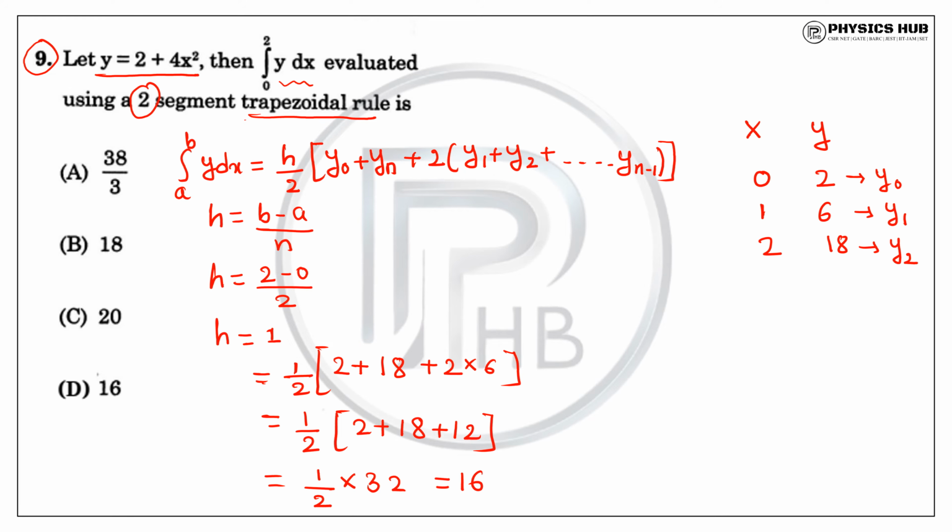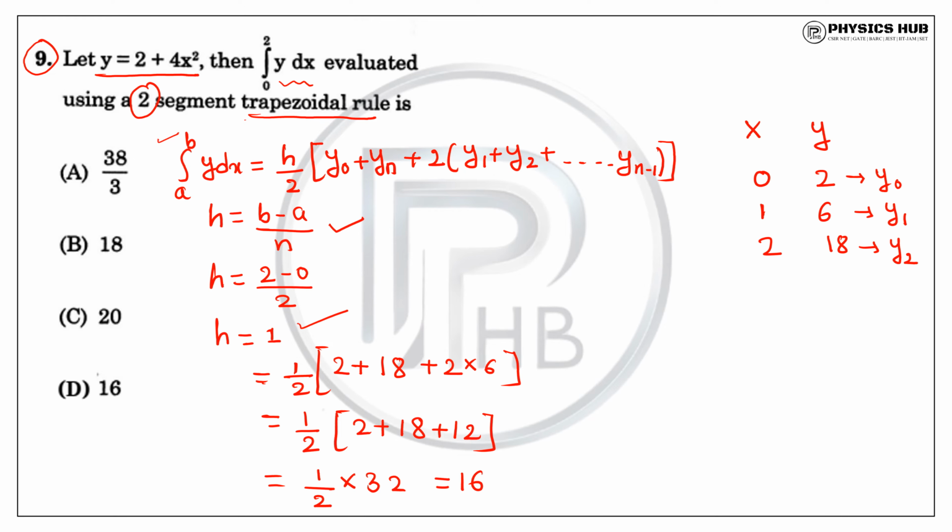So in the trapezoidal rule, this is a formula: integration of a to b y dx is equal to h by 2 into bracket y0 plus yn, means first term and last term, plus 2 into bracket y1 plus y2 plus up to yn minus 1, that is the second term and the previous of the last term. So h is equal to b minus a divided by n. So here h is the step size, b and a are the limits. So b is the upper limit, a is the lower limit. So h is equal to upper limit minus lower limit divided by n. N is the total segments.